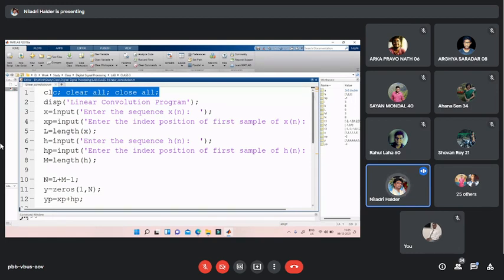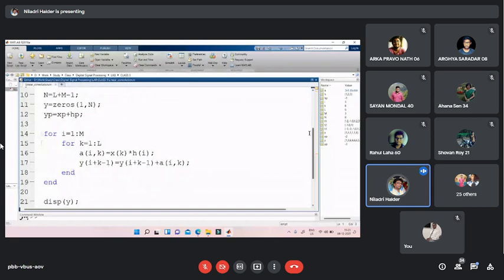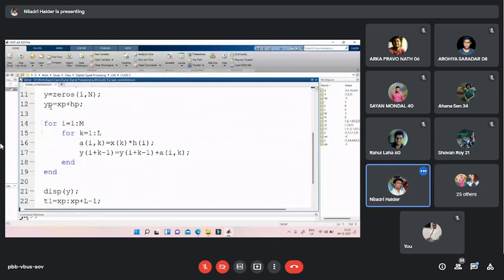Up to that we have seen. After that, yp equal to xp plus hp, that is your starting index position of the output. After that, the code we have written: for i equal to 1 to M, for k equal to 1 to L, y of i plus k minus 1 equal to this. The code whatever I have mentioned I have written here. Within that code the total operation is happening.